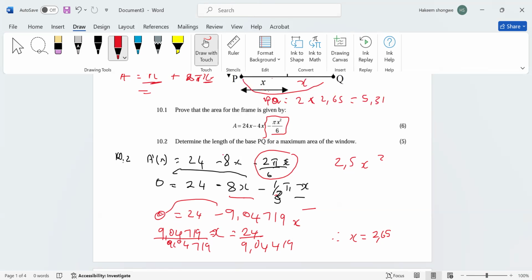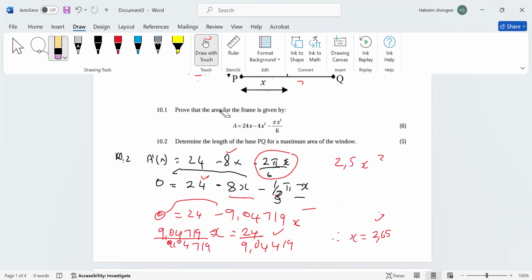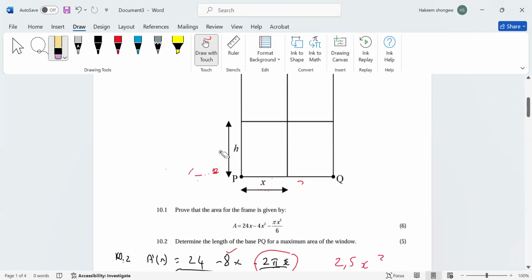At least we would have gotten the 5 marks, because they give us a mark for differentiation, making the derivative 0, then simplification, and then getting the final answer. All in all, we get 5 marks. Let's go back and collect the 6 marks then. Do you have an appetite for it?